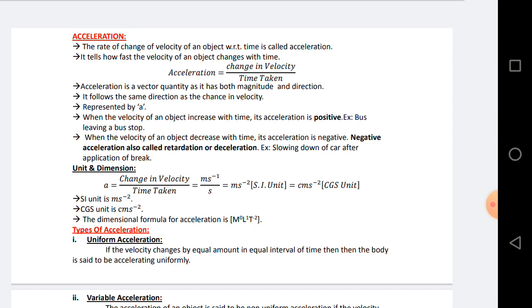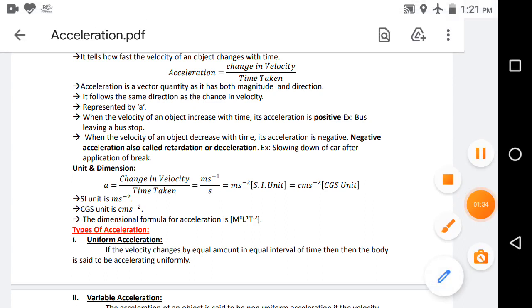When the velocity of an object increases with time, that means at 0 second velocity is 0, at 1 second velocity is 2 meter per second, at 3 second velocity is 10 meter per second, at 4 second the velocity is 20 meter per second. That means its velocity is increased with increase in time. So we can say the body is having positive acceleration. When a bus starts leaving from a bus stop, its acceleration may be taken as positive acceleration.